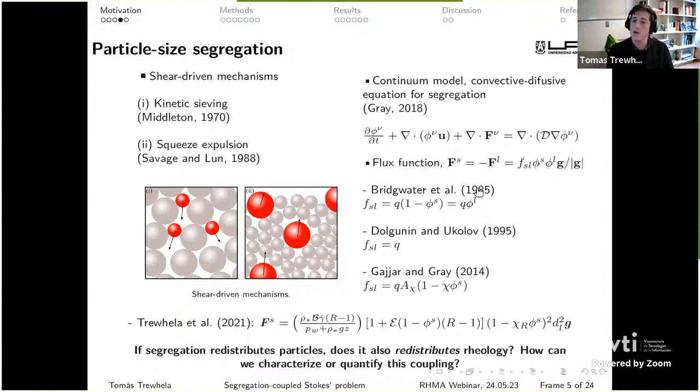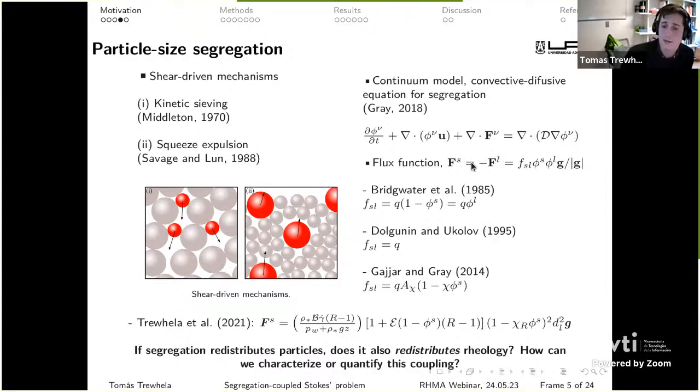Now, the way to model this is via an advection-diffusion equation for segregation, which I show here, that characterizes the concentration of particles, whether they're small, large, or different sizes. They are associated to a concentration phi, and then there are some fluxes or preferential fluxes that characterize segregation. So here is the advective term, here is the diffusive term, and here you have the segregation term.